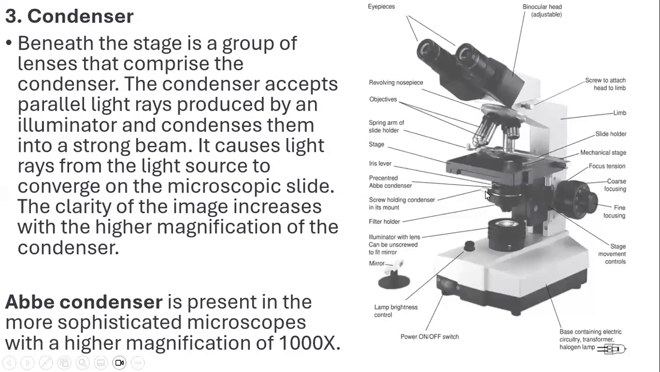Next is the condenser. Here you can find the condenser lens. The condenser lens accepts parallel light rays that are produced by the illuminator and condenses them into a strong beam. It causes the light rays from the light source to converge on the microscopic slide that we place on the stage over here. The clarity of the image increases with the higher magnification of the condenser lens.